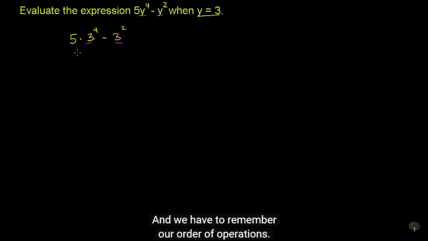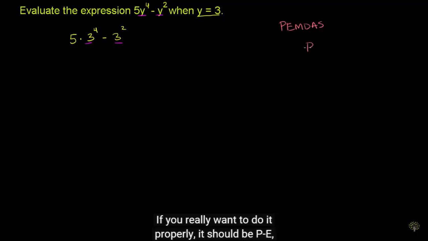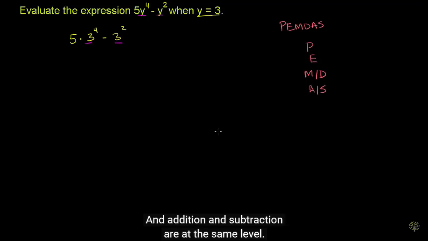And we have to remember our order of operations. Remember, parentheses comes first. Sometimes it's referred to as PEMDAS. Let me write that down. PEMDAS. P is for parentheses. E is for exponents. M and D are for multiplication and division, and they're really at the same level of priority. And then addition and subtraction are at the same level.